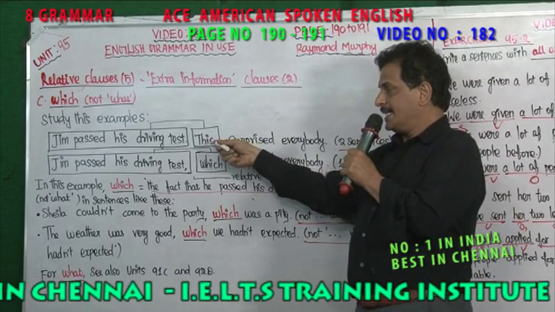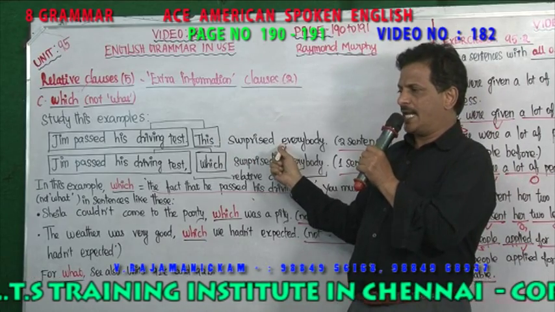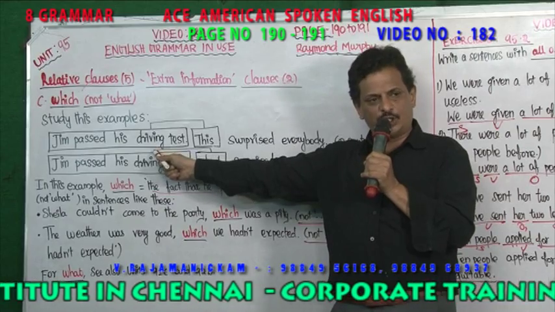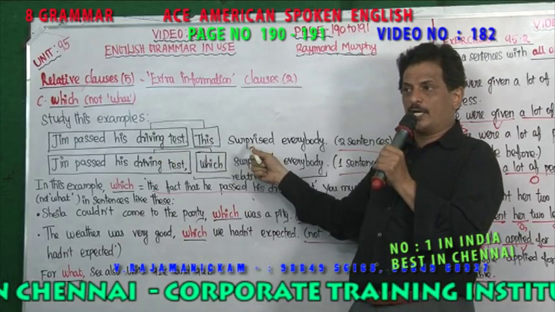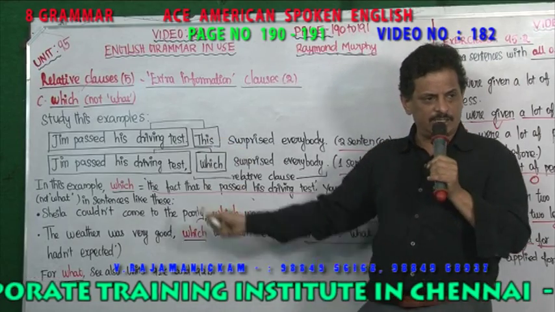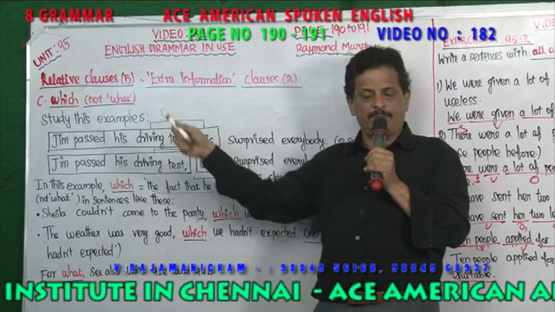ரெண்டாவது வாக்கியம். இந்த திஸ் எதை குறிக்கிறது? இது அனைவரையும் ஆச்சரியத்தில் உண்டாக்கியது. ஜிம் தன்னுடைய ஓட்டுநர் பயிற்சி சோதனையிலே தேர்ச்சி பெற்றான். இது அனைவருக்கும் ஒரு ஆச்சரியத்தை கொடுத்தது. இந்த திஸ் எதை குறிக்கிறது? ஜிம் தன்னுடைய சோதனை ஓட்டுநர் பயிற்சியில் பாஸ் ஆனதை பற்றி சொல்கிறது.